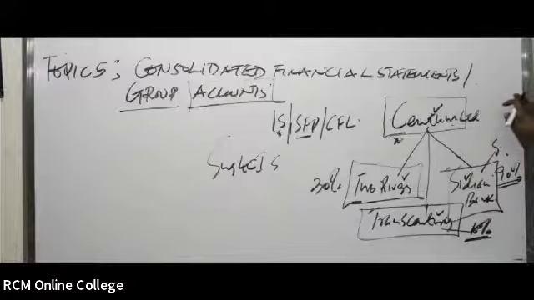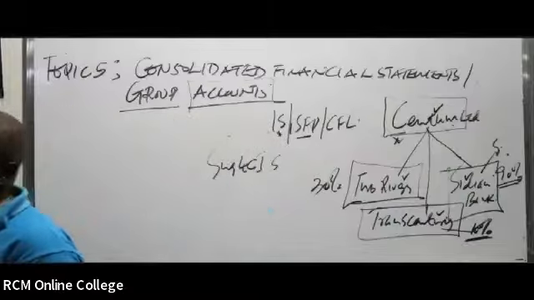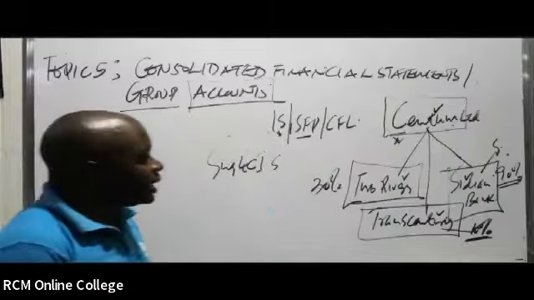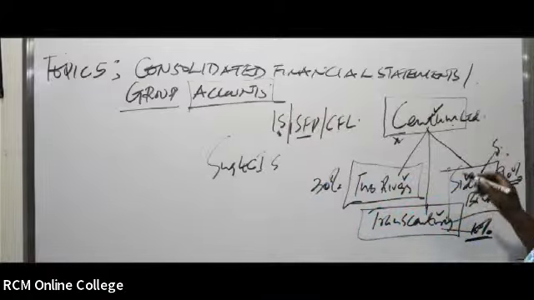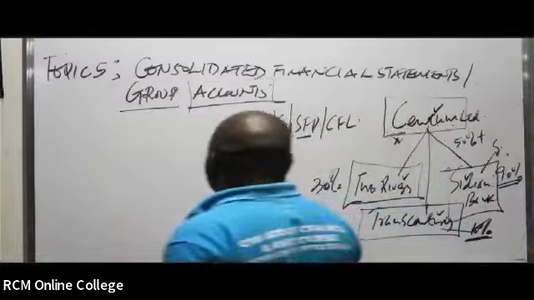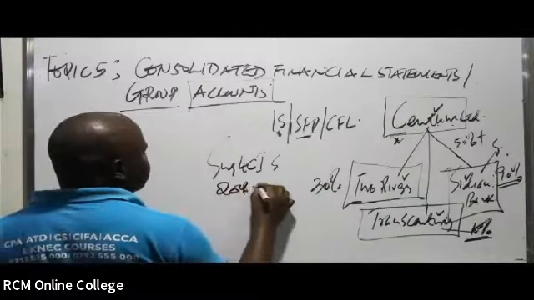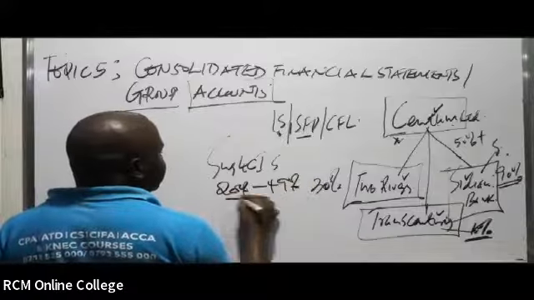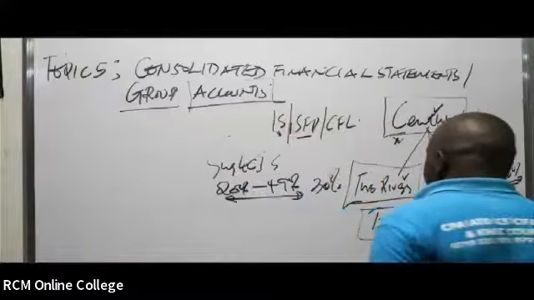And therefore, if it has an ownership stake of more than 50%, up to 100%, that other entity we call a subsidiary. The ownership stake is 50% plus. So CDR becomes a subsidiary to BLOOZ. If the ownership stake is 20% up to 49%, we call it an associate. So this one becomes an associate.